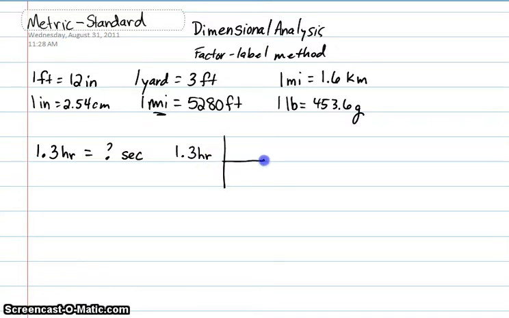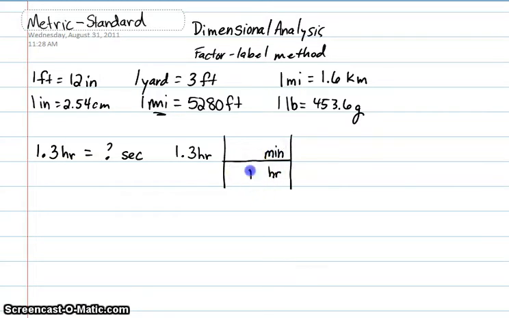I'm going to write down what's given just like yesterday, 1.3 hours. I'm going to draw one bracket. I never really know whether I'm going to need 1, 2, 3, 4 brackets. I just start with 1. And right away, I'm going to put hour on the bottom to cancel that out. Because we don't want hours. We're trying to get seconds. Now, do you know how many seconds are in an hour? I do. But if you don't know off the top of your head, let's just do minutes.